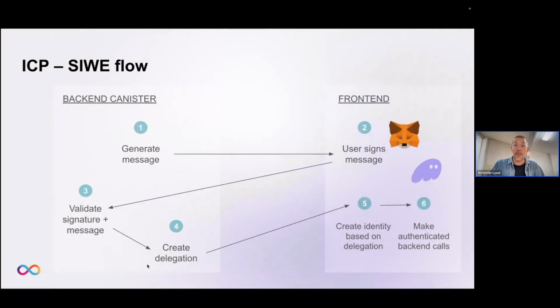Based on the public key that the user submitted when sending this message back to the canister, the canister creates an identity delegation object that is sent back to the front end. And with access to this identity delegation object, the front end can generate a new identity that is connected to this delegate identity. And from there on, it can make authenticated calls.